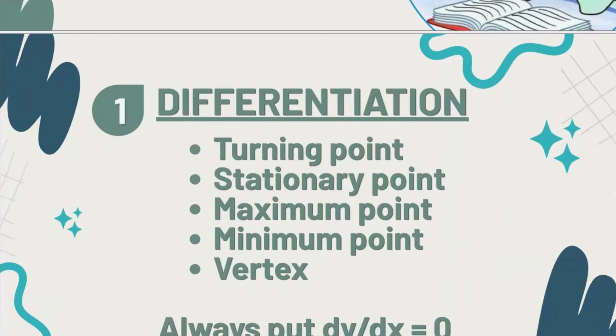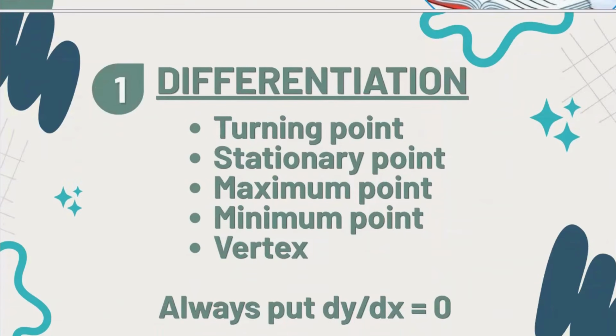So let's start. So differentiation. For differentiation, what you need to know is that if they use the word turning point, stationary point, maximum point, minimum point, or the vertex, they all mean the same thing. It is the turning point of your curve. And at that turning point, your dy by dx is always going to be 0.